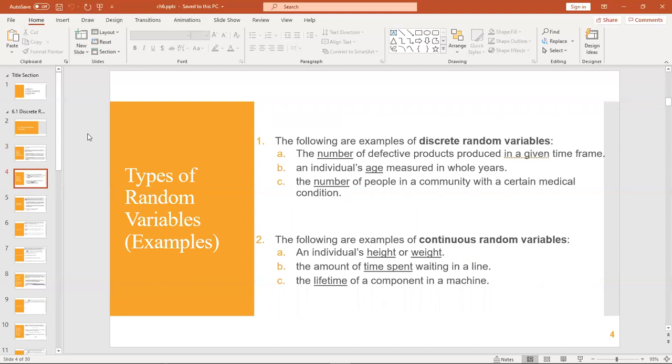So discrete random variables, some examples of what those might be: the number of defective products, a person's age. If you're over the age of 5, you're not going around telling people I'm 37 and a half. People don't do that. So typically age is considered a discrete variable to most people. The number of people with a particular medical condition. Variables that would be continuous: height or weight, the time spent waiting online or being on hold, for instance, the lifetime of some component of a machine.